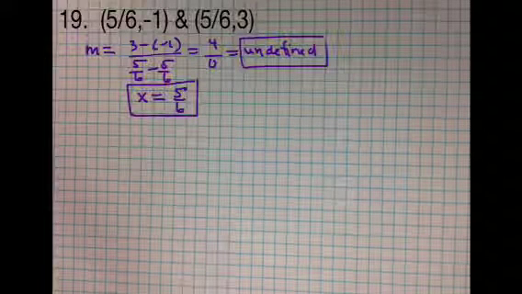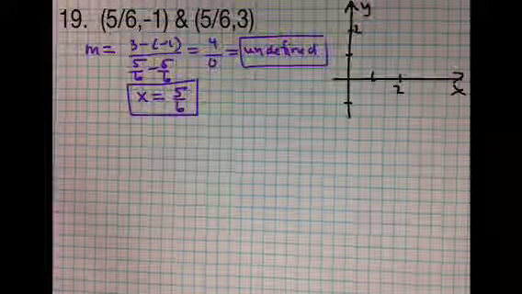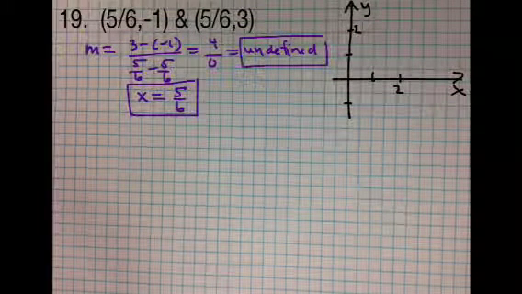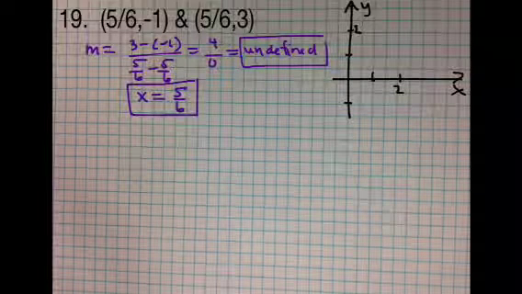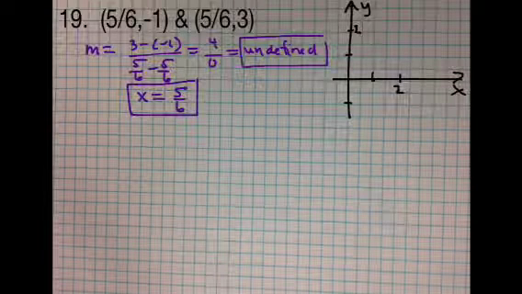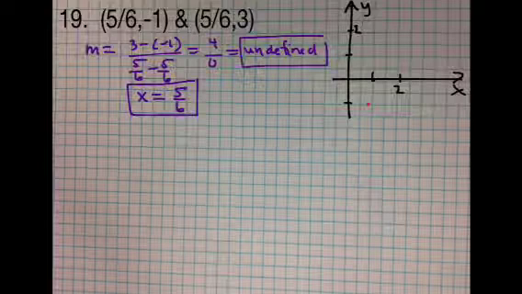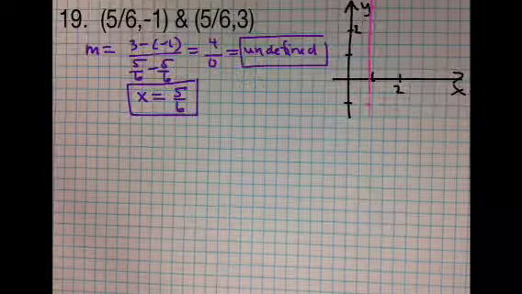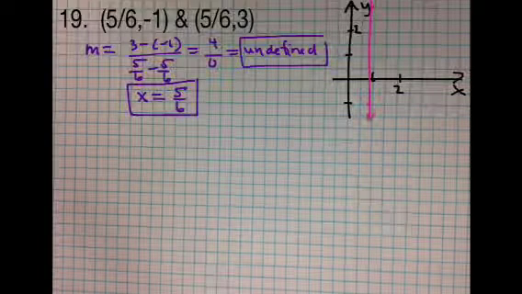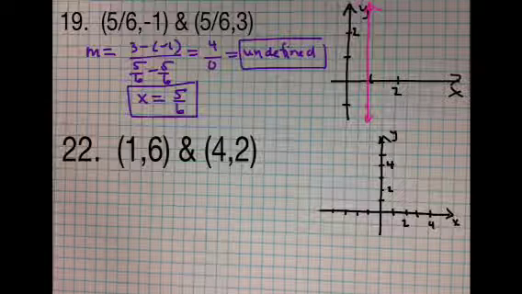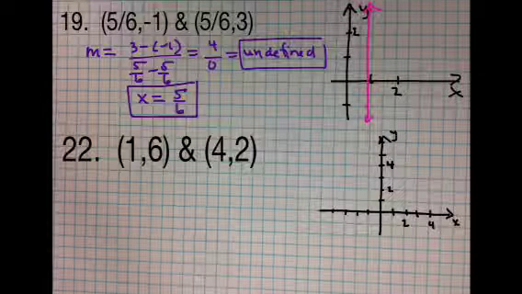So let's go ahead and graph this. Okay, so 5/6 negative 1 would be approximately right here. And then 5/6 would be up here. And then connect the points. It's a vertical line. And there's the ends. Oops. Can't get the arrow on the top. There you go.